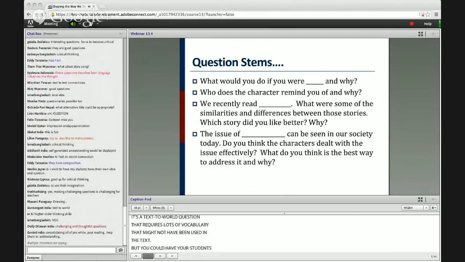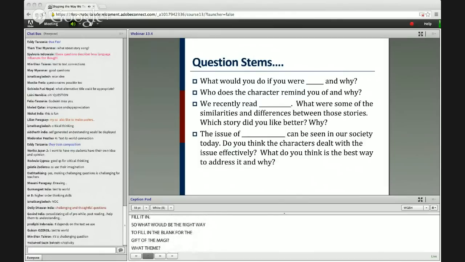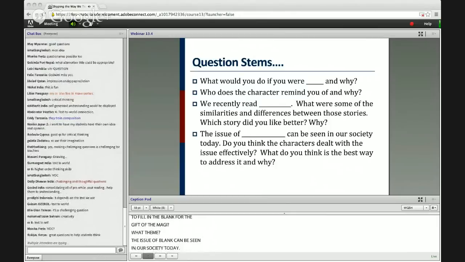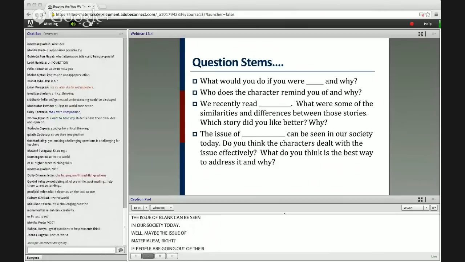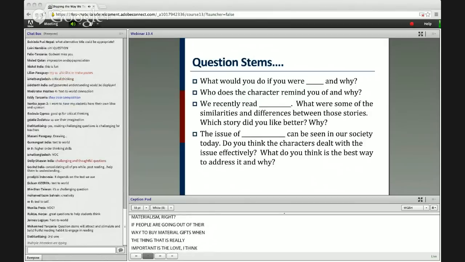So what would be the right way to fill in the blank for The Gift of the Magi? What theme? The issue of blank can be seen in our society today. Well, maybe the issue of materialism, right? If people are going out of their way to buy material gifts when the thing that is really important is the love, I think that the idea of materialism is kind of being criticized in that story.